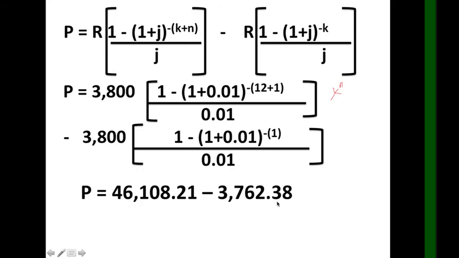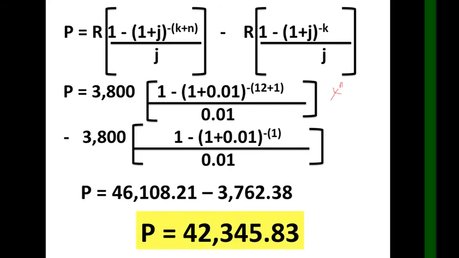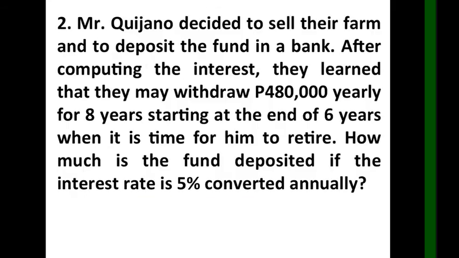Again, your answer should be rounded to the nearest hundredths or 2 decimal places. After that, subtract the 2 and you will get 42,345.83. That is the cash price or the cash value of the TV set. Okay? Now let's have the second example.